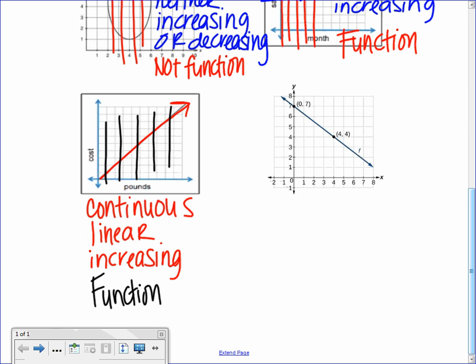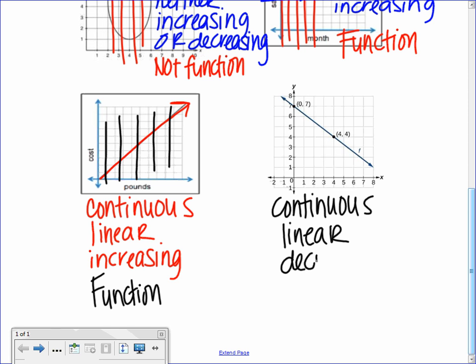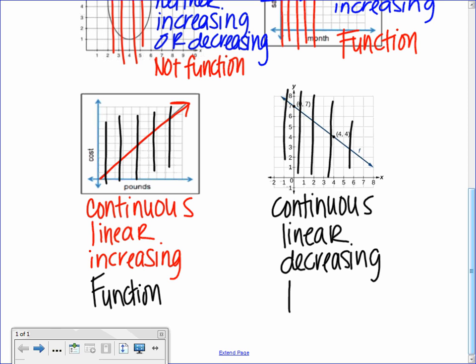Last one is also continuous, also linear, but when I read it left to right, I see that it's decreasing. And let's do my vertical line test. It looks good, so we have a function.